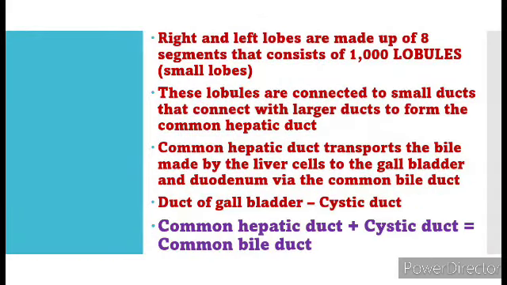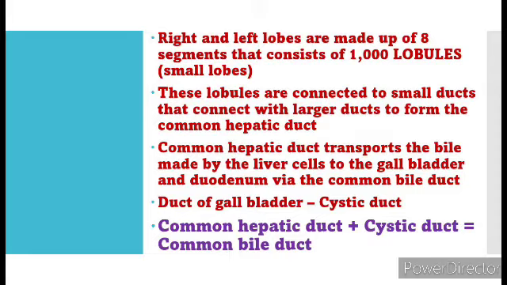So liver consists of two major lobes, right lobe and left lobe, right? These two lobes are made up of 8 segments that consist of 1000 lobules. These 1000 lobules are small lobes. These lobules are connected to small ducts that connect with larger ducts. So small lobes are connected to form the large lobes, and small ducts are connected to form the larger ducts. From the right lobe it is called right duct, from the left lobe it is called left duct.